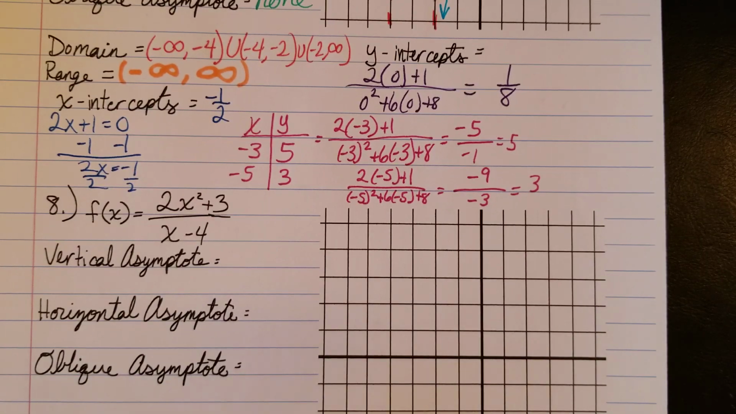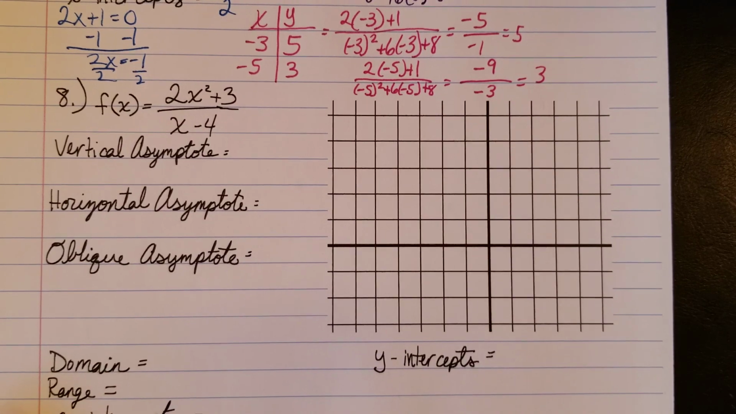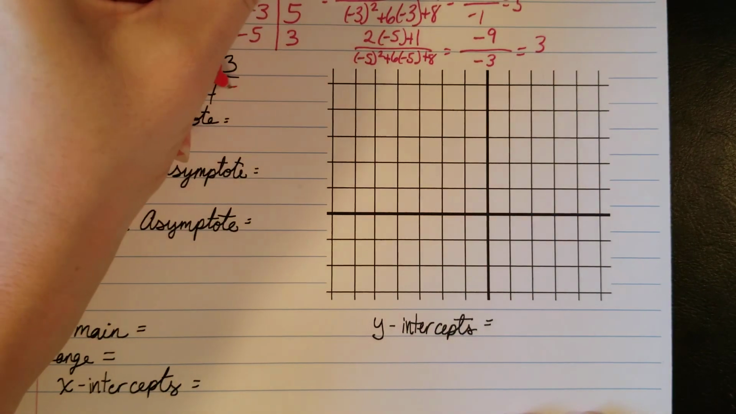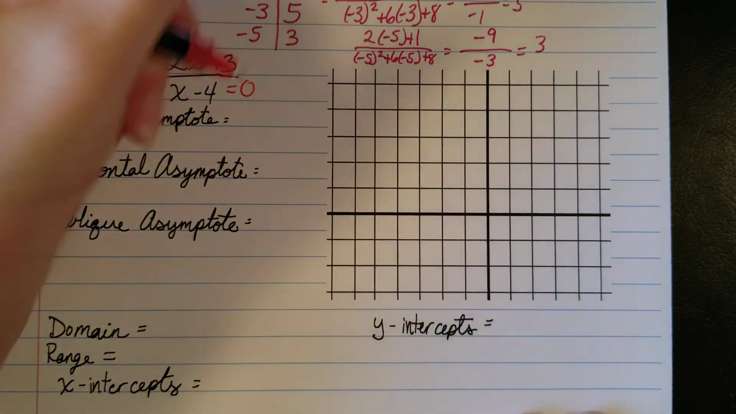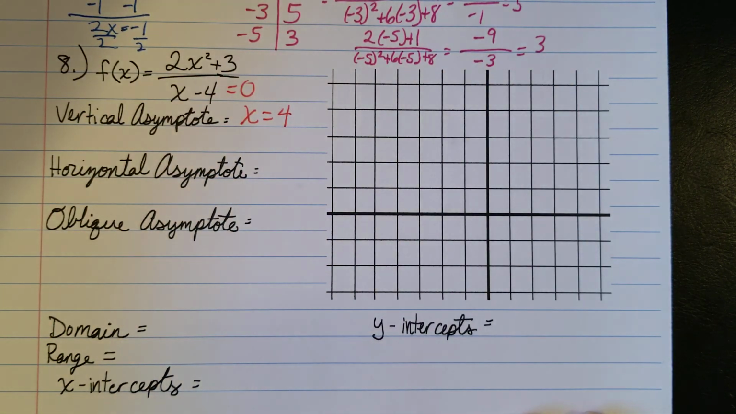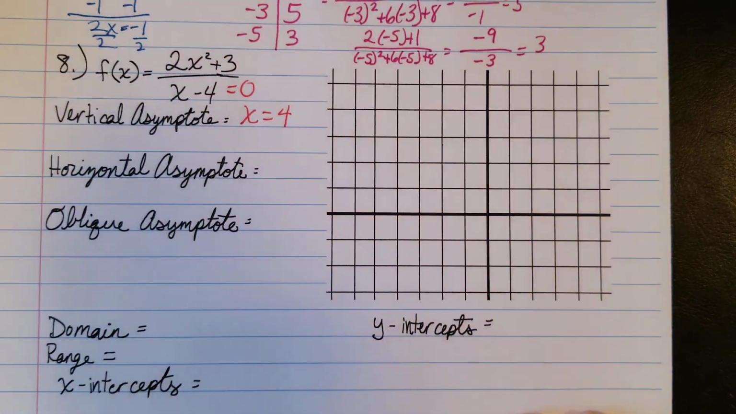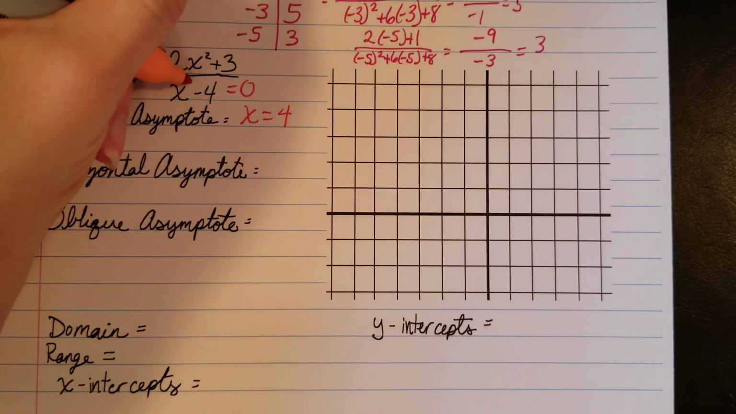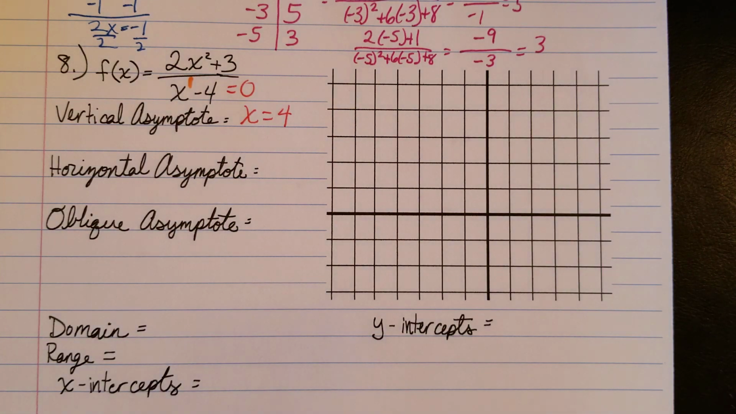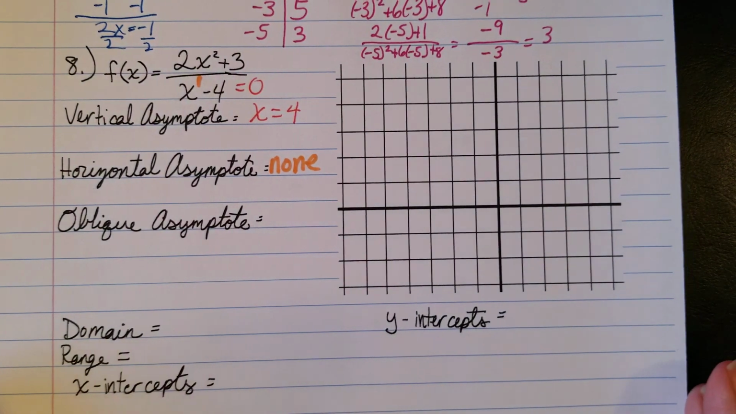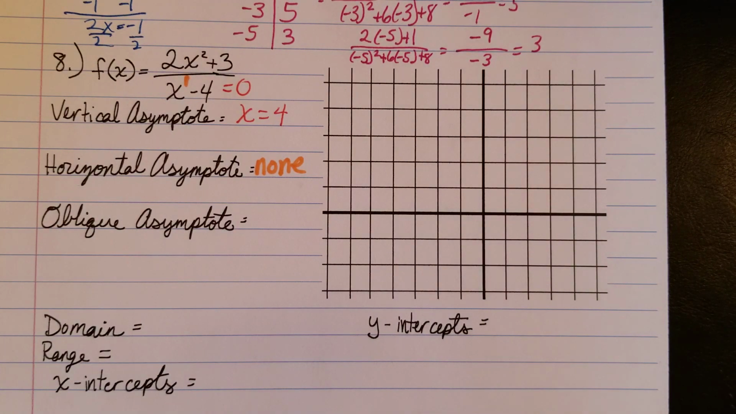Okay, number 8. So find the vertical asymptote by setting the denominator equal to 0. So if x minus 4 equals 0, x equals 4. Horizontal asymptote, so the degree on top is 2, degree on the bottom is 1. So that would be big on top, none. So there is no horizontal asymptote, which means we probably have an oblique asymptote. The degree on top is only 1 higher than the degree on the bottom.